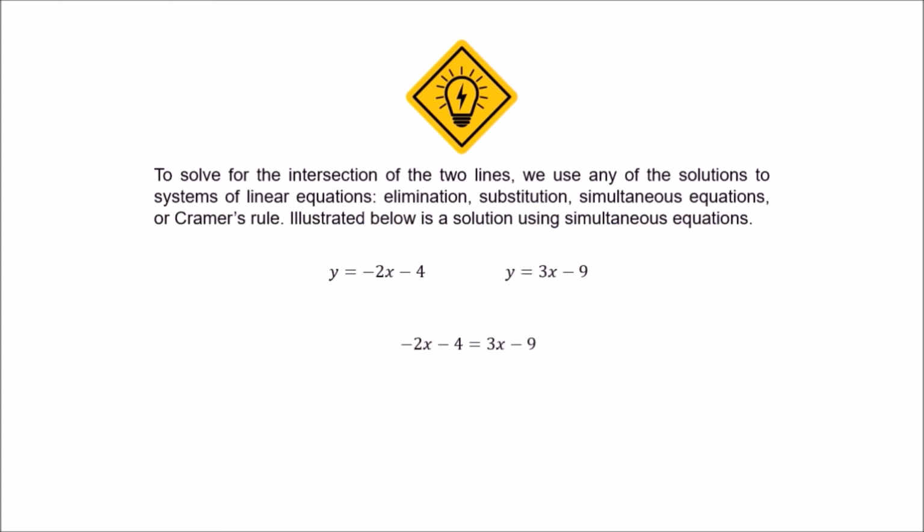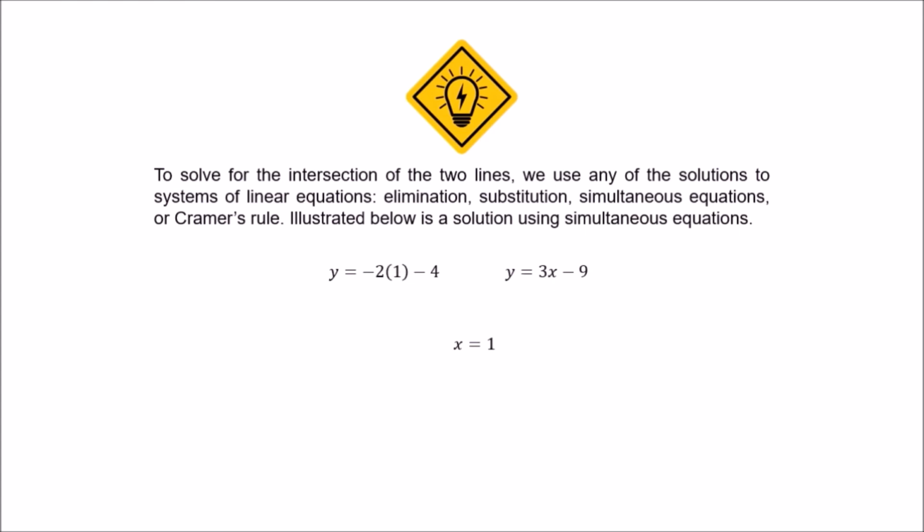Sorting the terms in such a way that all the x's would be on the left-hand side and all constants would be on the right-hand side, then we'll have -2x minus 3x equals -9 plus 4. Now -2x minus 3x gives us -5x, while -9 plus 4 is -5. Dividing both sides by -5, then we'll have x equal to 1. Next is to solve for y. What we can do is to substitute the value of x to any of the two equations above. Let's say we substitute the value of x into the first equation.